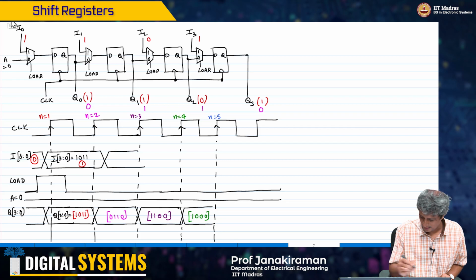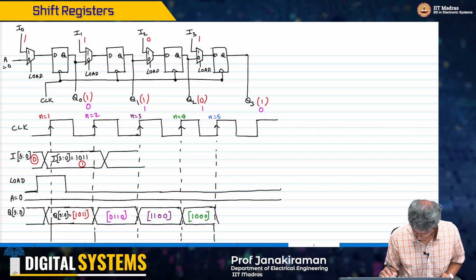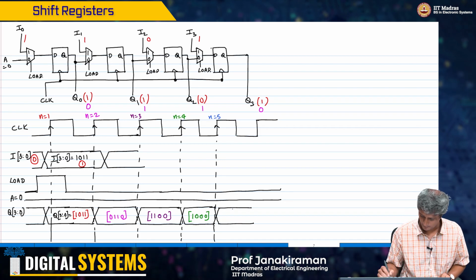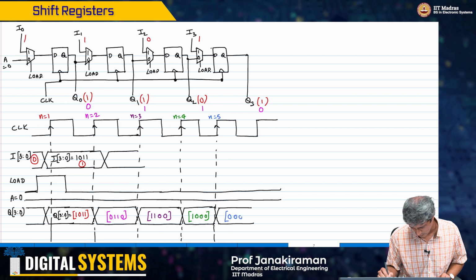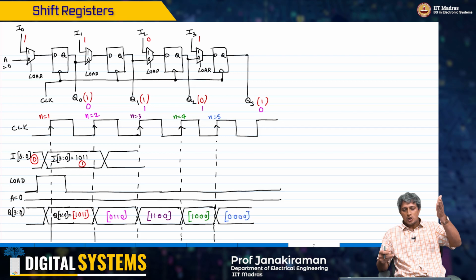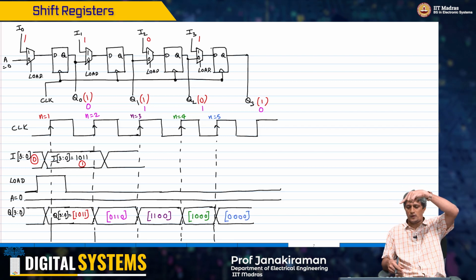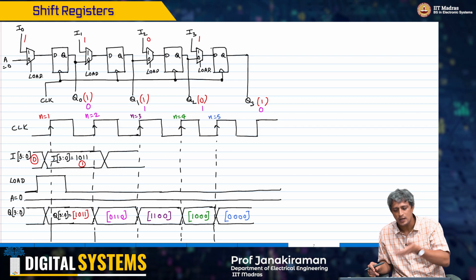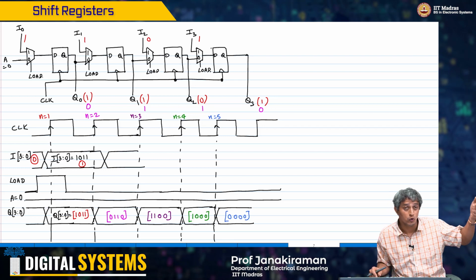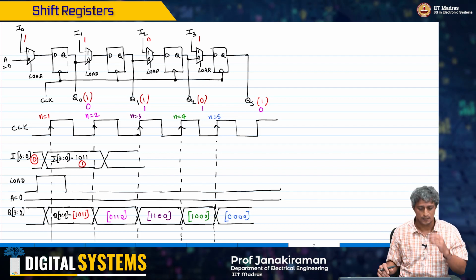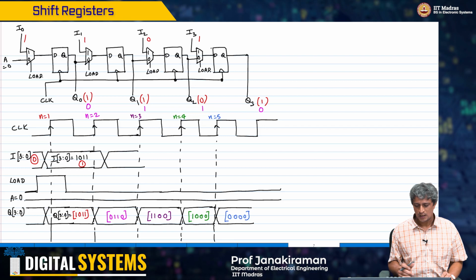And finally, after n equal to 5, it will become 0 0 0 0. So in order to get Q0 out, you are going to need 4 clock cycles after you initialize. That's why from n equal to 2 to 5, it takes for Q0 to go from that starting point to the output of that shift register.